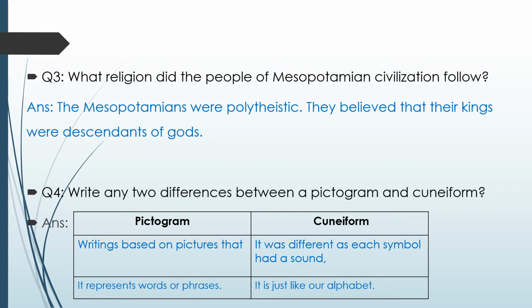Pictogram was based on pictures and it represents words or phrases, and in cuneiform each symbol has a different sound, and it was just like our English alphabet, like A, B, C, D till Z. They all have different sounds. So in the same way, cuneiform also had each symbol with a different sound.